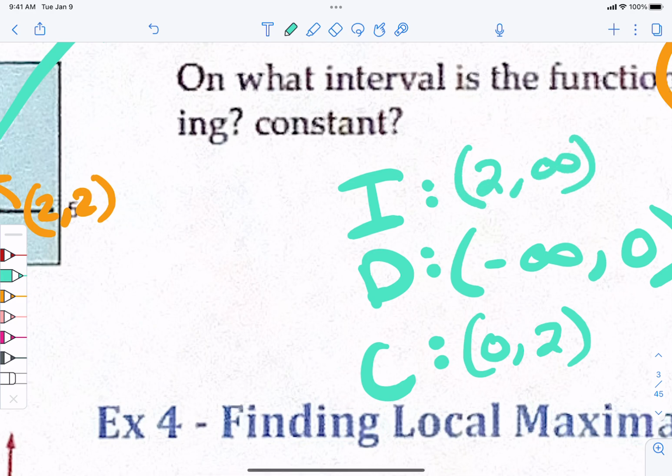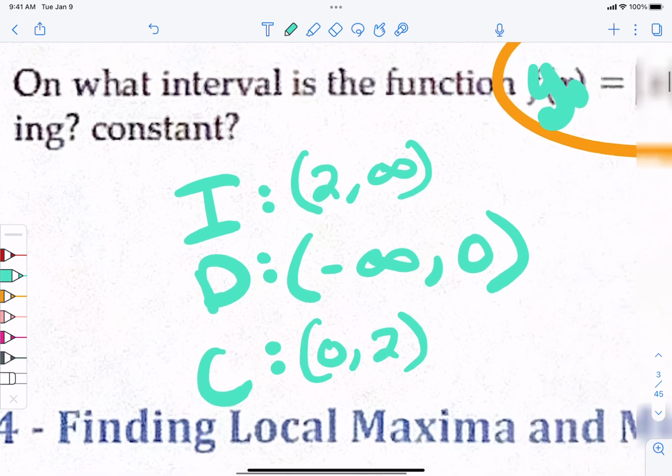Now, will every graph have one of each? No. Some graphs won't be constant. The majority of graphs won't be constant. Some graphs will only be increasing. Some graphs will be a combination of both increasing and decreasing. You might have 2 chunks where it's increasing, 2 chunks where it's decreasing. If that's the case, you put a union in between.